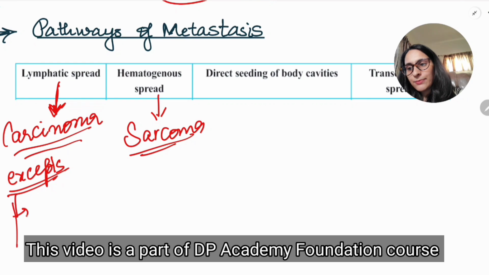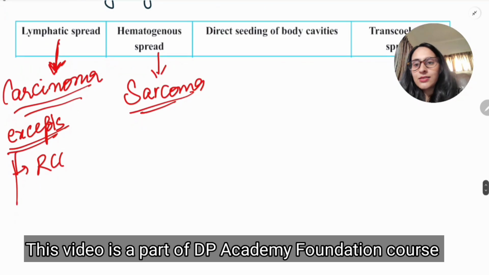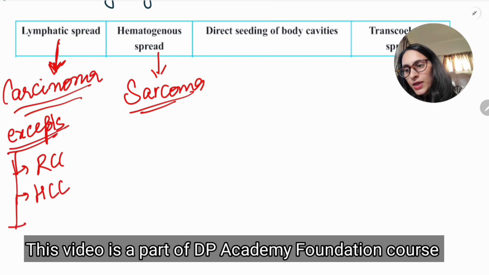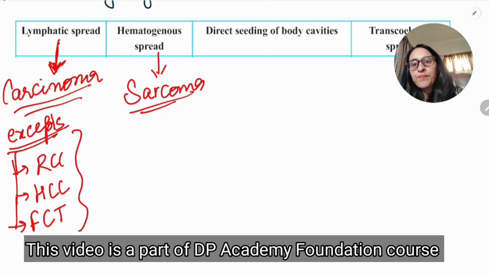We have three exceptions. One is RCC, renal cell carcinoma. Second is HCC, hepatocellular carcinoma. And the third one is FCT, follicular carcinoma of the thyroid. All these three are carcinomas that take the hematogenous route.